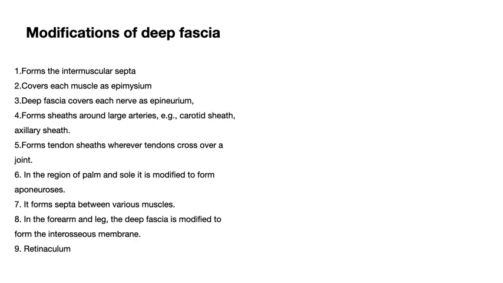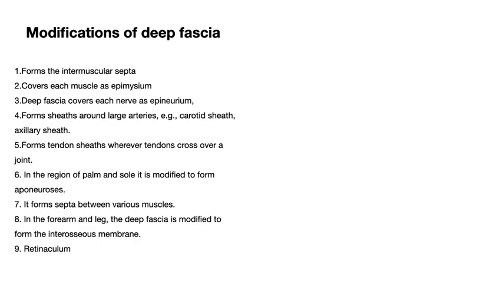It can form an intermuscular septum, like as I said just now. The lower limb is divided into 3 compartments, that is the front of thigh, back of thigh, and the adductor compartment. तो ये जो septa रहता है, that is a modification of deep fascia. It also covers muscle as epimysium, nerve as epineurium. It forms the axillary sheath and the carotid sheath.